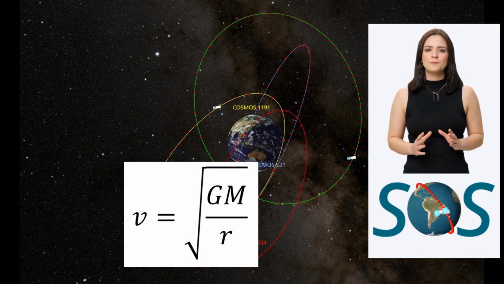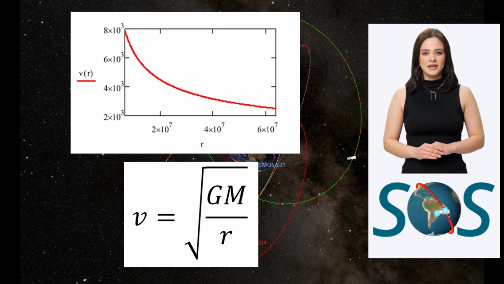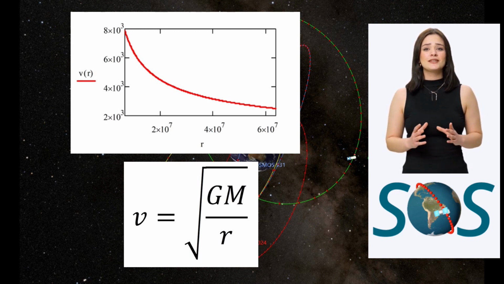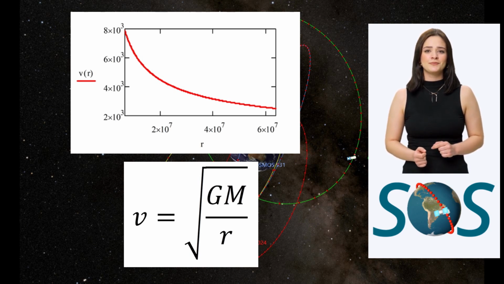I now show a plot of velocity versus r, starting with the surface of Earth, assuming there is no atmosphere. You can see here that the spacecraft velocity gets near 8,000 meters per second, but never more. Typically, satellites in low Earth orbit have velocities of about 7,700 meters per second.